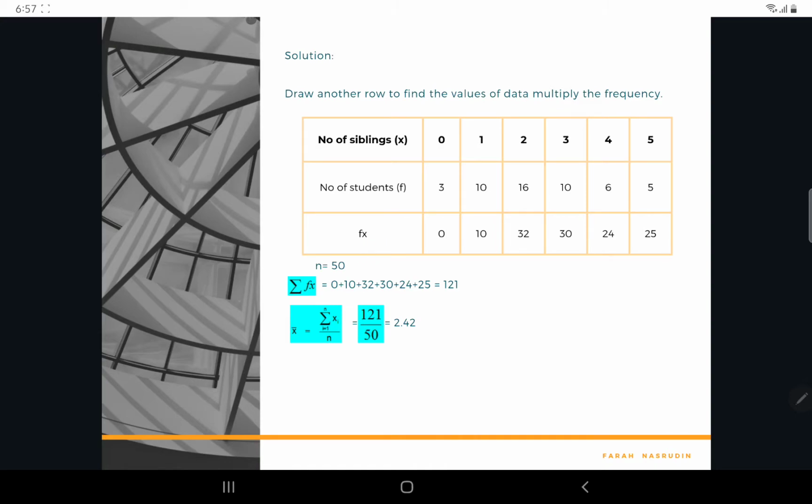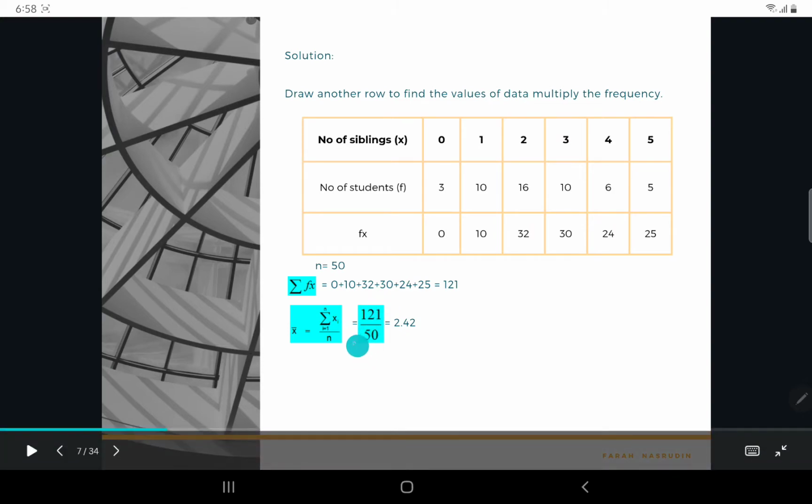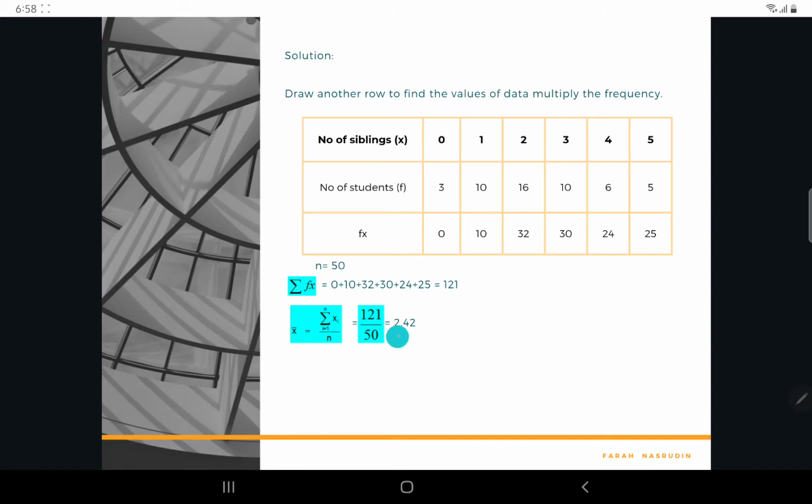So how to find the mean? We need to sum up our third row, which is 0 plus 10 plus 32 and so on. So it is equal to 121. So 121 divided by our total number of students, which is 50. So the value of mean is 2.42.